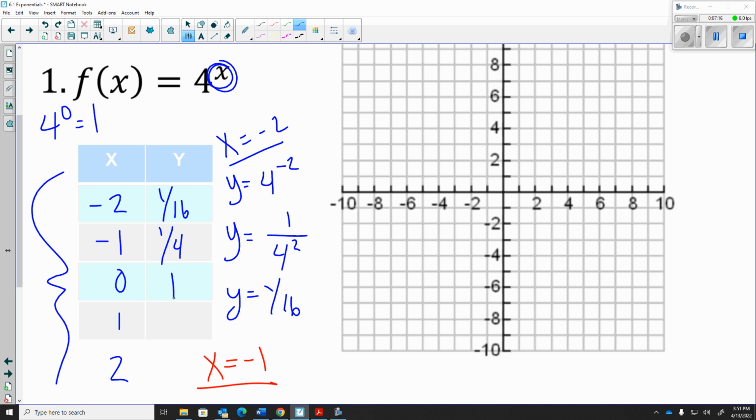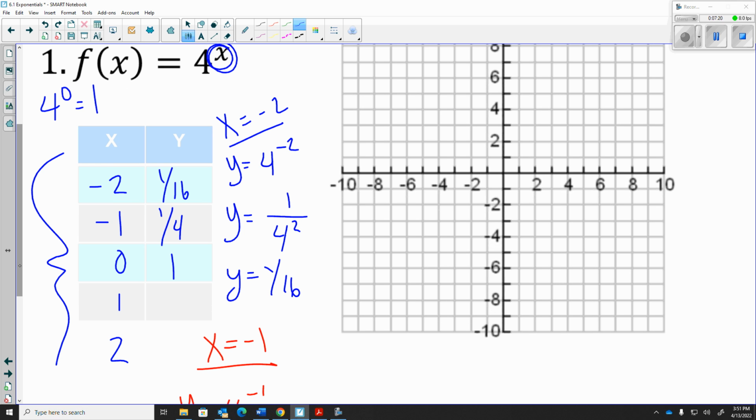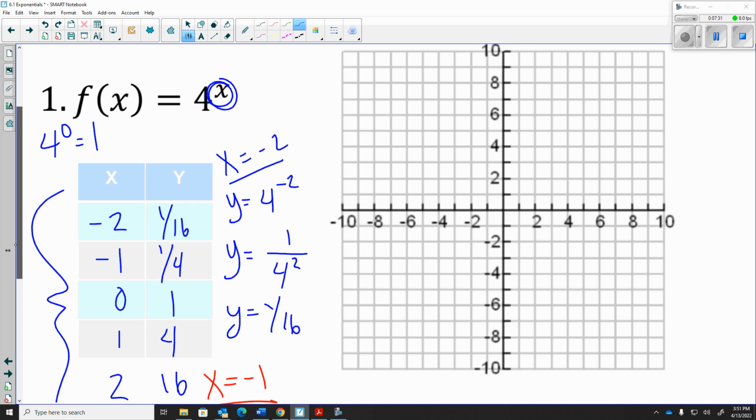What about if you plug in 1? Well, that's 4 to the first power. That's easy. It's just 4. What about 2? Well, that'd be 4 squared. And we know that that's 16. Okay. So here's my values. I got my table, so now I'm going to go graph them.